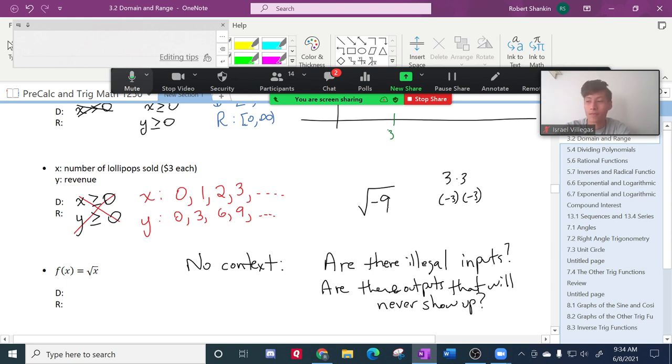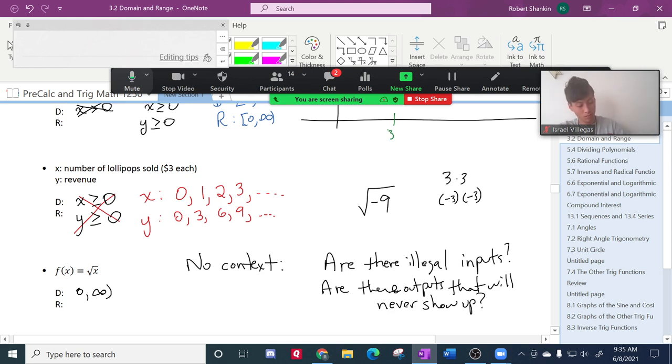Now, when you get to imaginary numbers, you imagine they exist. We're not to those at this point. So we're going to just say this doesn't exist. So the domain is just from 0, we'll write it in interval notation this time, from 0 to infinity.